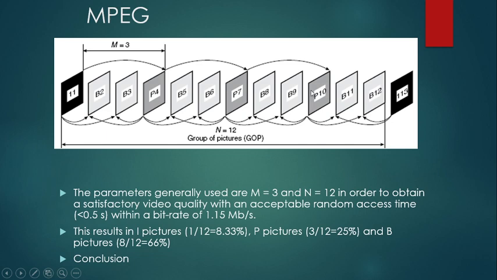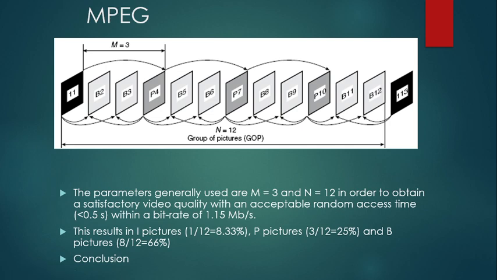Looking again at this particular example where M is equal to 3 and N is equal to 12, if we go on to find the compression rate, we can see for I pictures it is 8.33%, 1 by 12. For P pictures it is 25%, and for B pictures it is 66%. So the conclusion you can draw is that B pictures have the higher compression rate, and they are the ones used more frequently. The more frequently used frame, in this case the B frame, has the higher compression rate. That is what we explained in the features of the B frame.